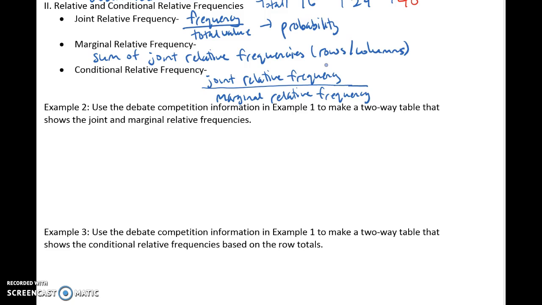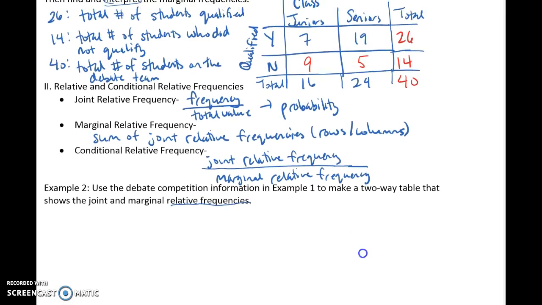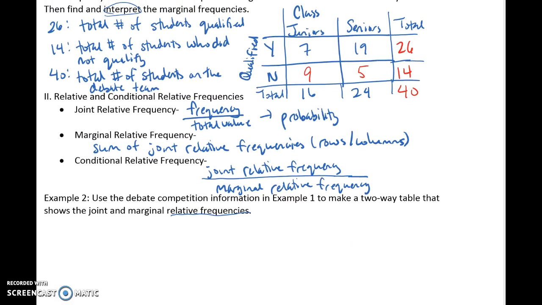One last example, and then we will wrap up this video. Example 2, we're going to use the debate information from example 1 to make a two-way table that shows joint and marginal relative frequencies. So when you think relative frequency, again, we want to think probability. So what we want to do is go back and look at that table for the debate, and you're basically going to figure out what was the probability of a junior who said yes, right? What's the probability of a senior who qualified yes? So that's what we're going to do.